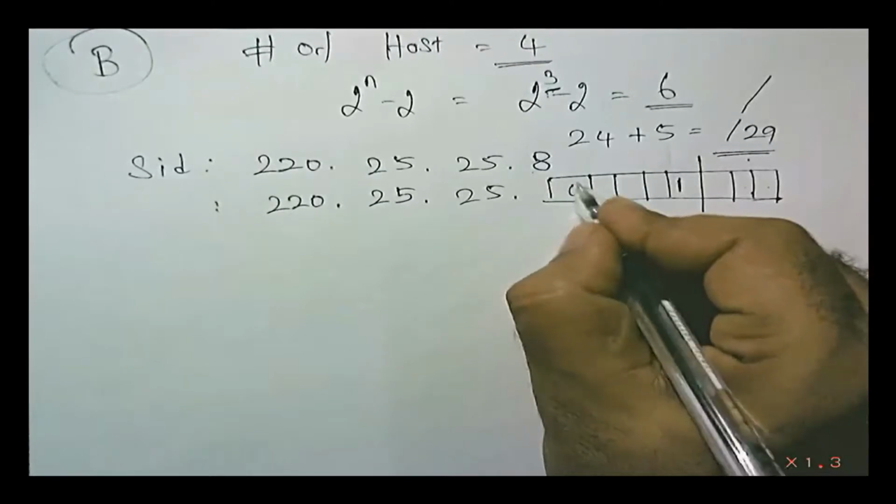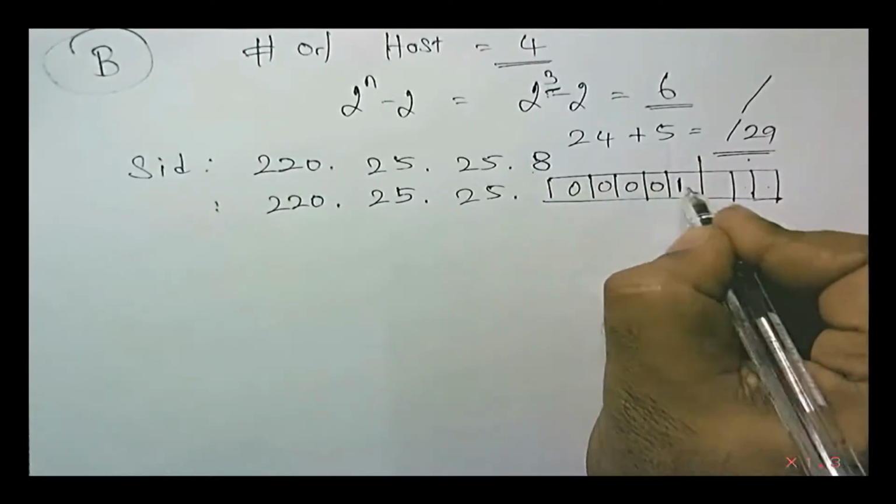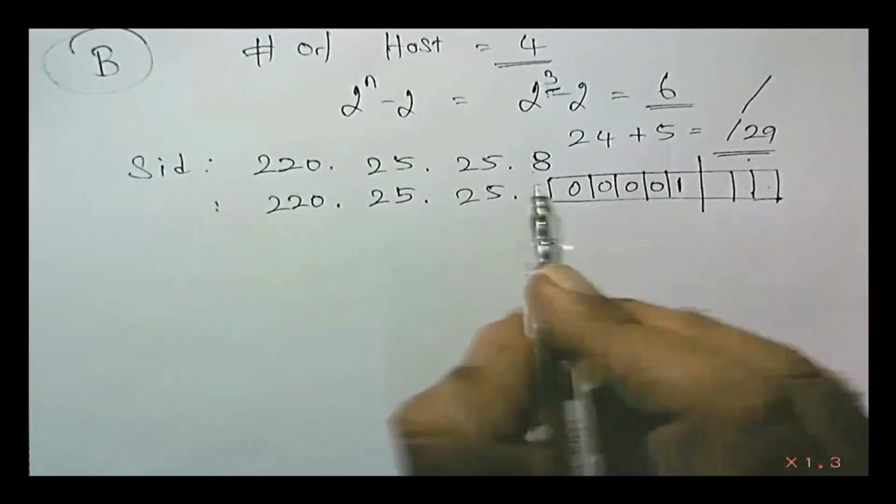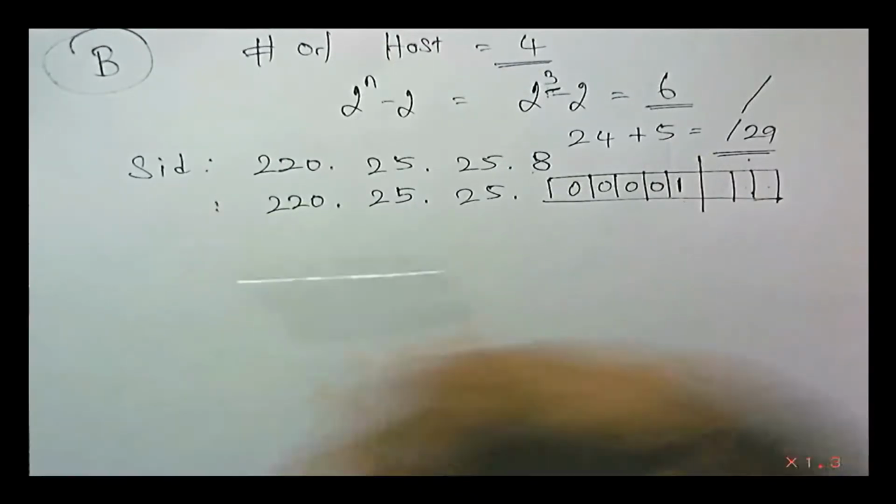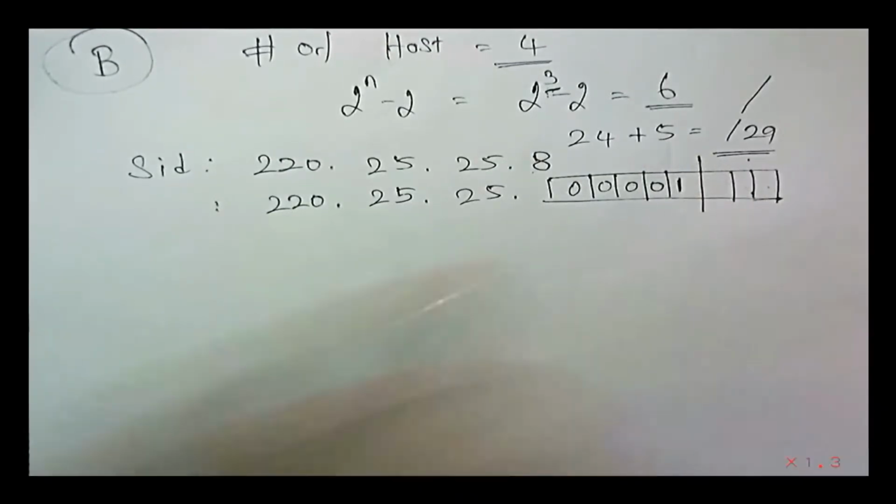Okay, now you see 0, 0, 0, 0, 1. This is our first subnet. Okay, actually 0, 0, 0 is the first subnet. This is our second subnet actually.